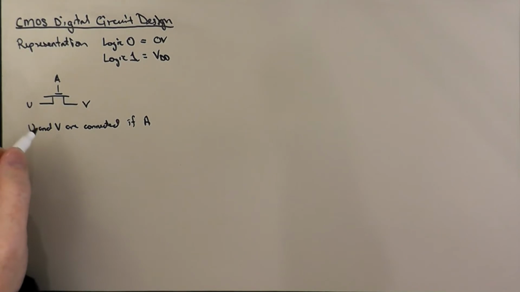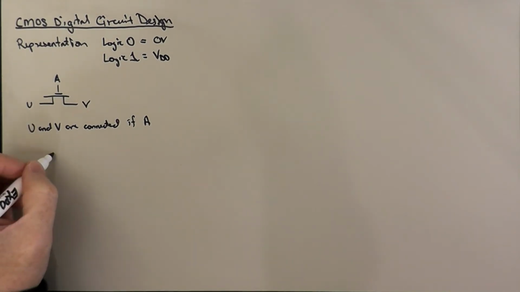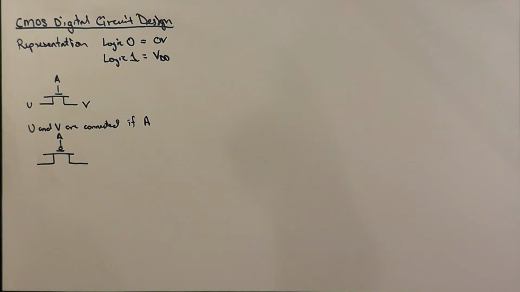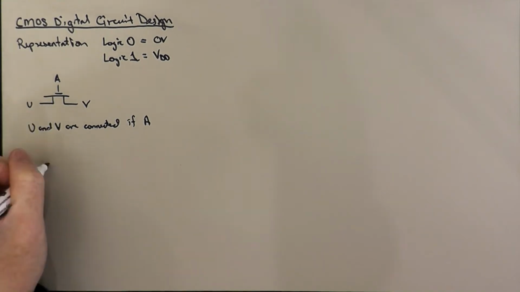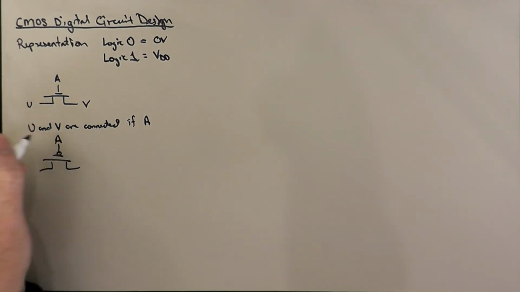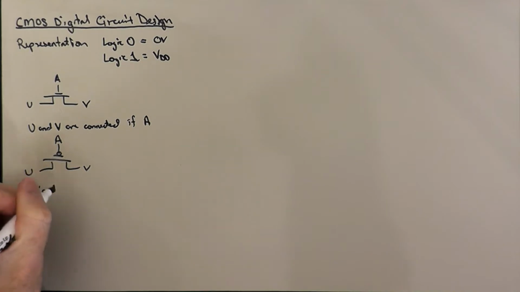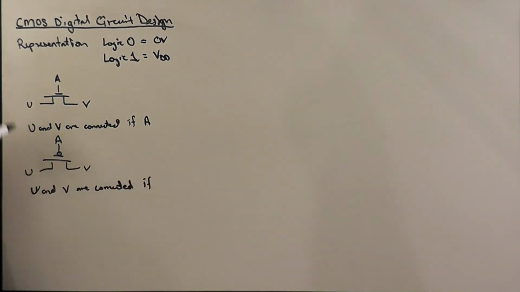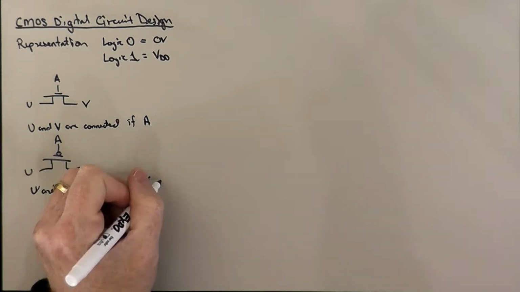Okay. Likewise, if I had a PMOS transistor in a similar kind of situation, giving myself quite enough space there, move this down a little bit here. If I have my PMOS transistor with the gate signal A, and I have U and V on each side, well, in this case U and V are connected if A is low, right? So if A is ground, then U and V might be connected together by a low resistance path. So we could represent that by saying if not A.